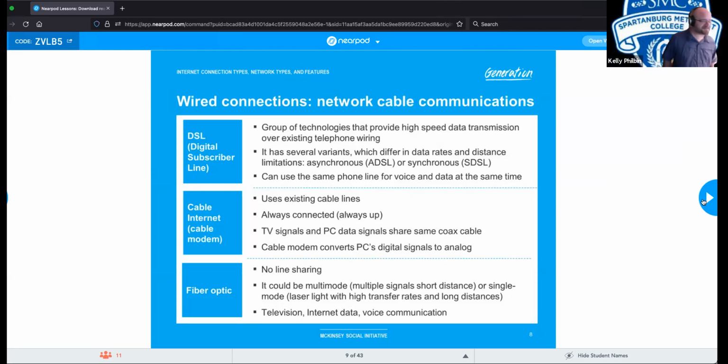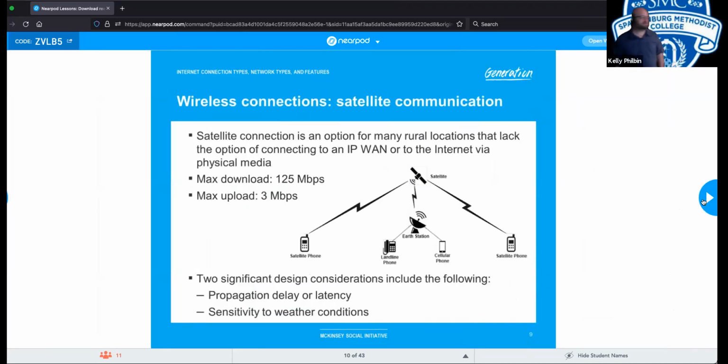So fiber optic, there's no line sharing. You could use multi-mode for short distances, but for longer distances, you're going to need single mode. It can be used for television, internet, and voice all at once. So it is an extremely high speed communication method right now, and we'll keep building upon that.